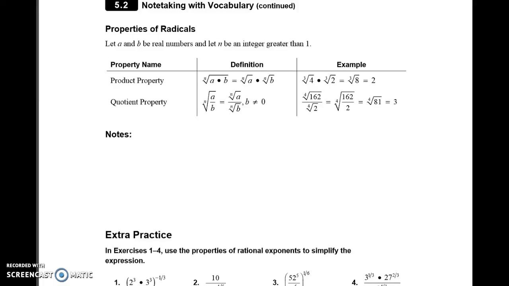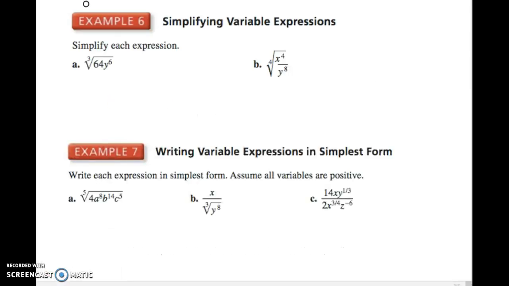Today, go to page 131 of your journal and read over the properties of radicals. We have the product property and the quotient property. It basically tells you that you can combine certain things in the same radical by multiplying or dividing, and you can also break them apart. Then go to your notes packet, page 6, and start with example 6.